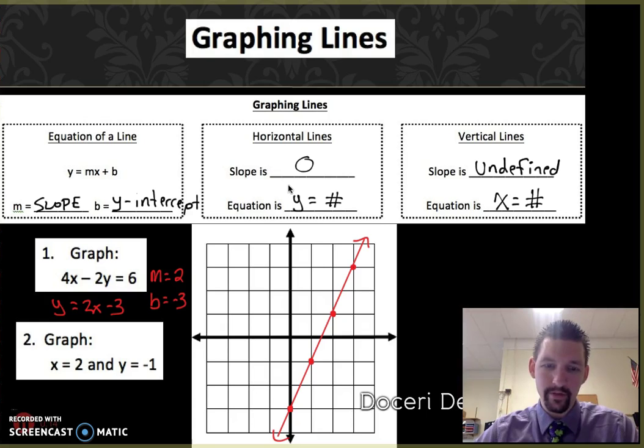So this is going to be 4x minus 2y equals 6. The second one is going to be a vertical line at 2. And we're going to put our arrows on that, and we are going to label that as x equals 2. And then we're going to have a horizontal line at negative 1. And again, we're going to put arrows on that and make sure we label it.